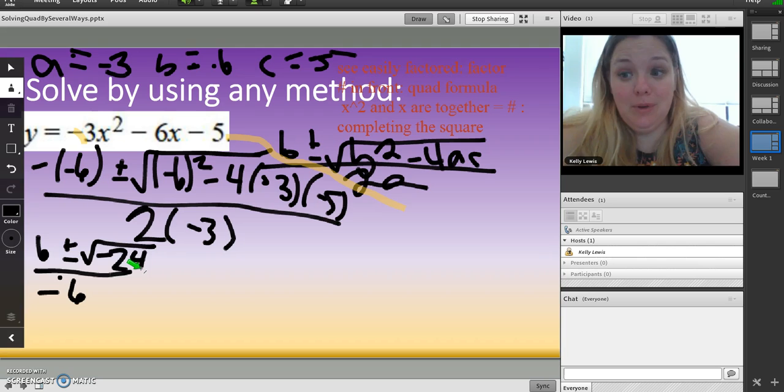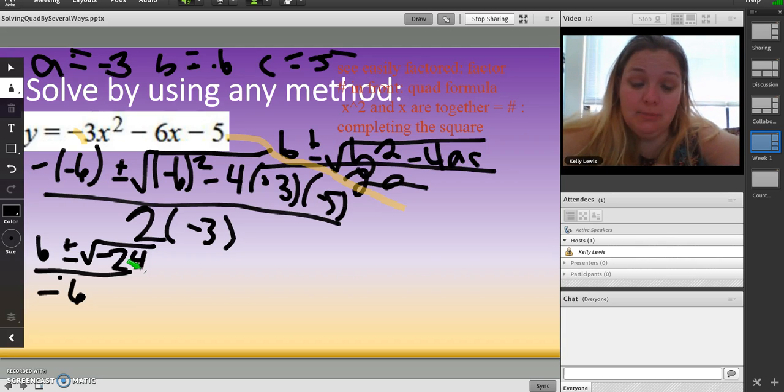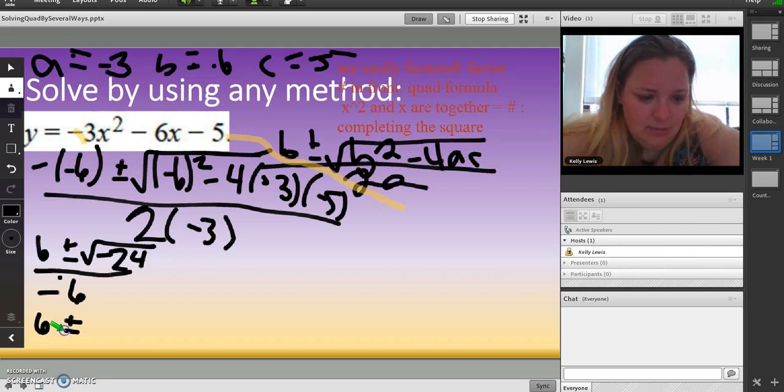It's a great problem, by the way. That negative 24 has a perfect square inside of it. 6 plus or minus square root of negative 4 times 6, over negative 6.